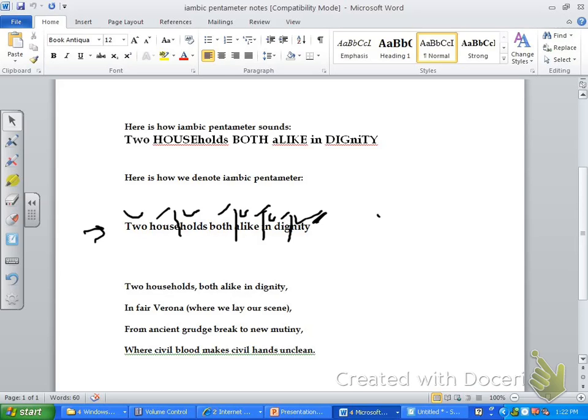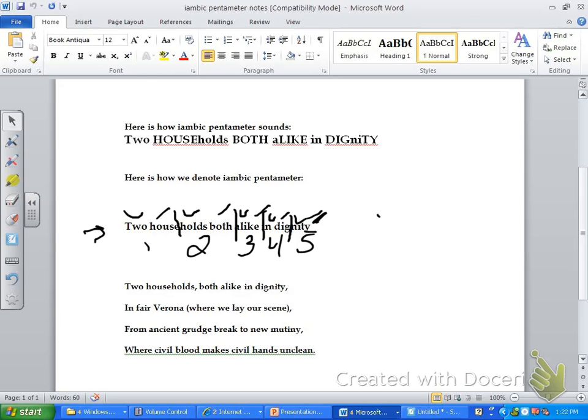So now I can go ahead and count. Here's my first iamb, second, third, fourth, and fifth. Do I have a line of iambic pentameter? Yes or no? Yes. I do.